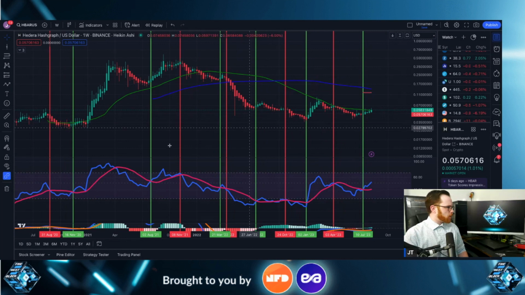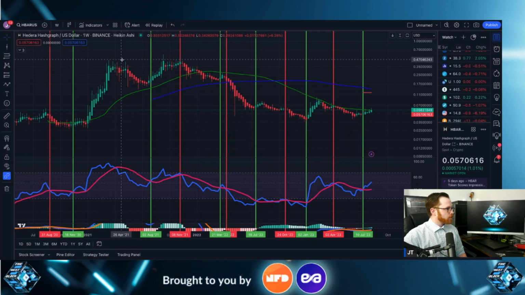All right, so here we have it. Back in 2020, when the RSI fell below the moving average, you could see the price go straight down. It's pretty clear.